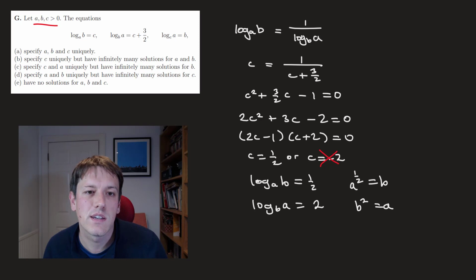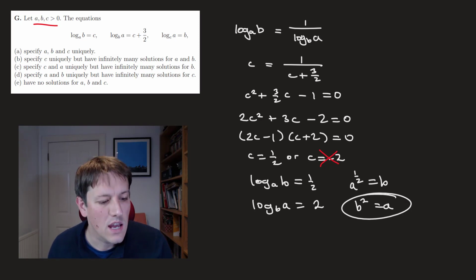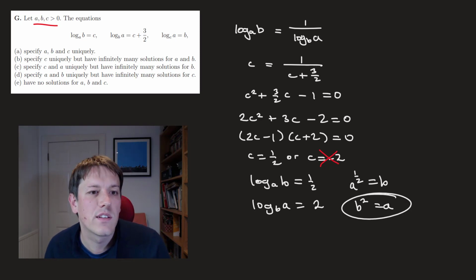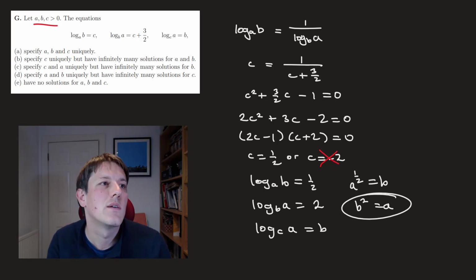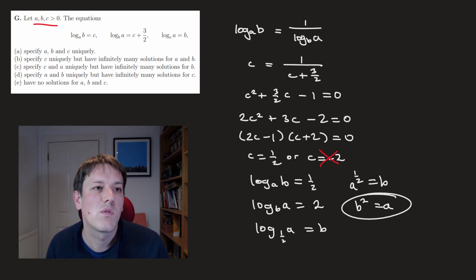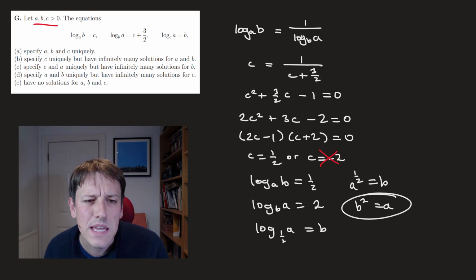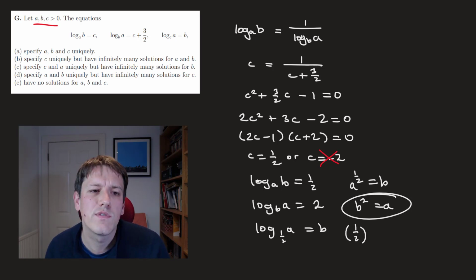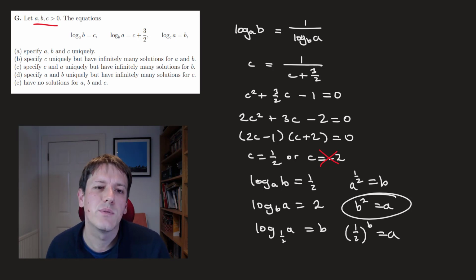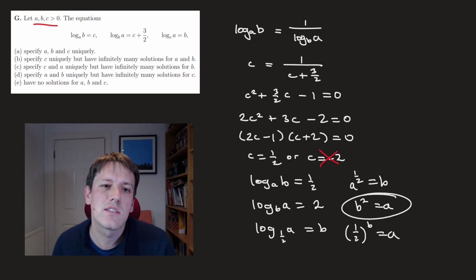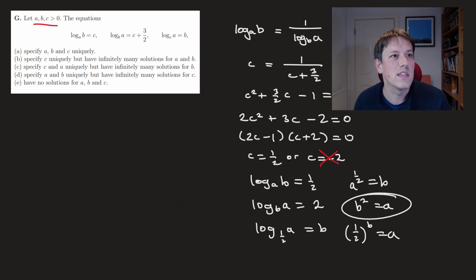So let's take a equals b squared, and if we look at the final equation, then it's log c of a is b. But we now know that c is equal to 1/2, so this is log 1/2 of a is b, so this says that 1/2 to the power of b is equal to a. So the question is, can we solve these two together to get a unique solution or not?